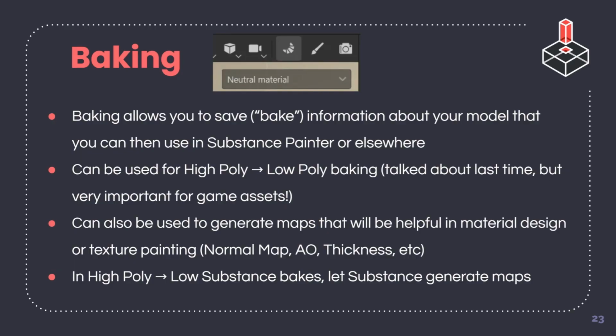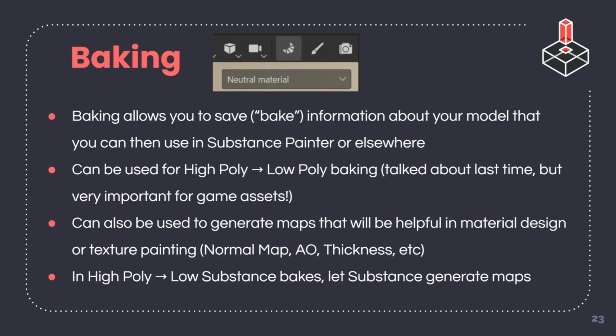So I'll explain maps in a second if you haven't been into them before, but they can be used to actually have information about the different sections and shape and which direction it's facing of your model in your material design. Baking can also apply to high poly to low poly baking. We talked about this last time, but I'll really quickly explain it because it's really important for game assets in case you haven't touched on it before.